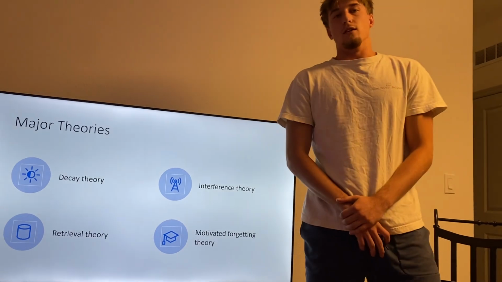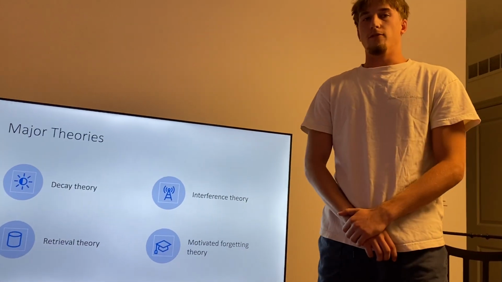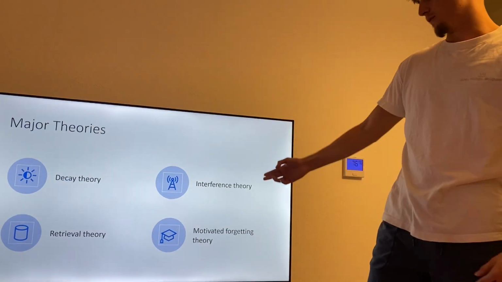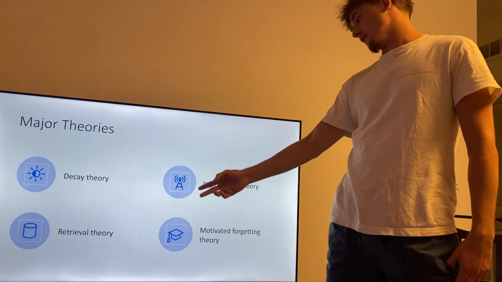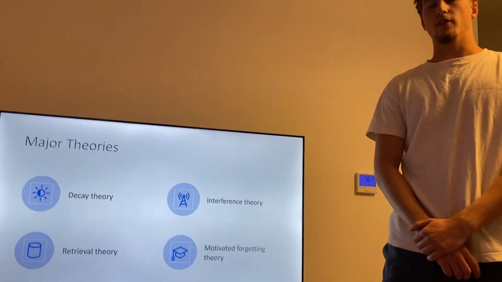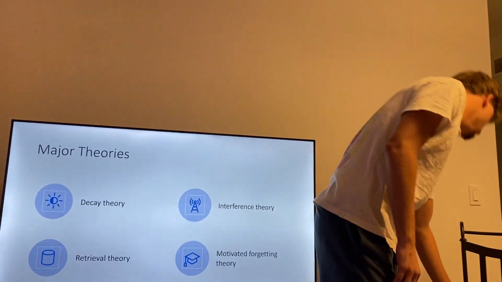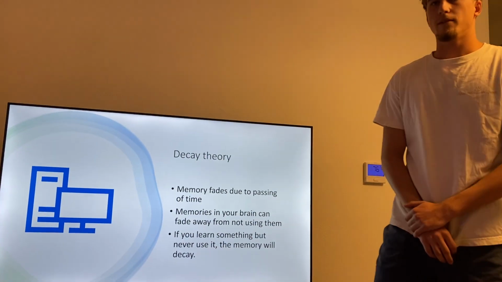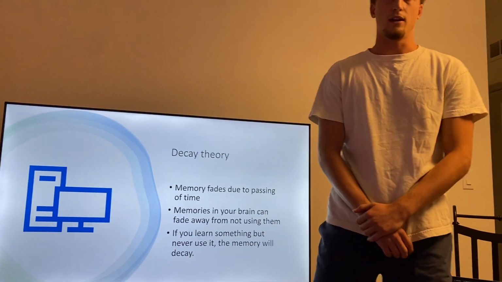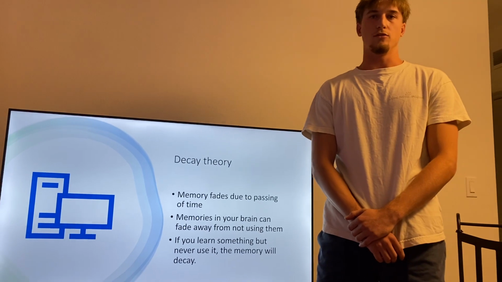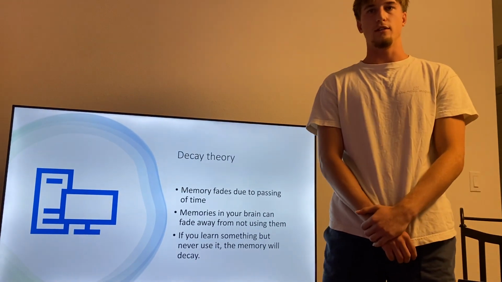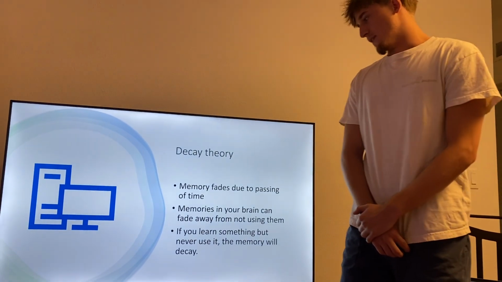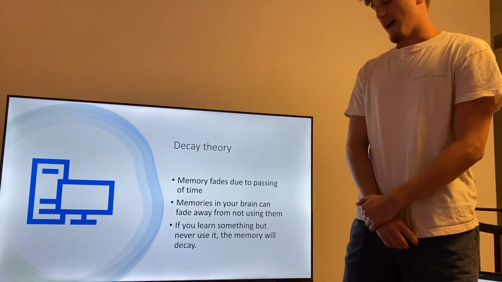So moving into the major theories of amnesia, first we have the decay theory, and then interference theory, retrieval theory, and a motivated forgetting theory. Starting with the decay theory, this states that forgetting results from the gradual deterioration of memory traces in the brain. This means that memory fades due to the passing of time.